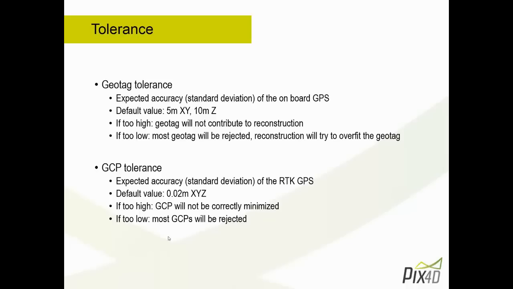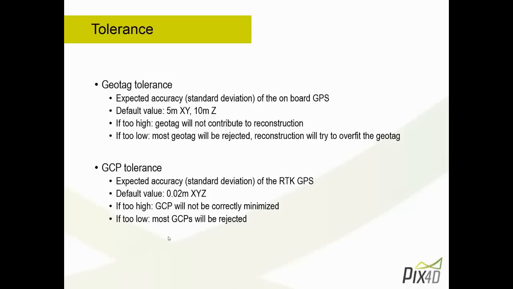If for some reason you set this tolerance value too high, like you would put 100 meters in XY and 100 meters in Z, then the geotag will not contribute almost at all to the reconstruction and not help at all. So it's like if you were not using geotags.